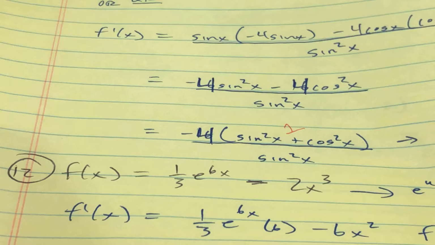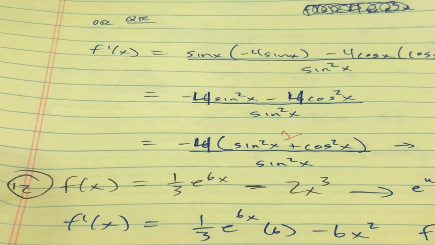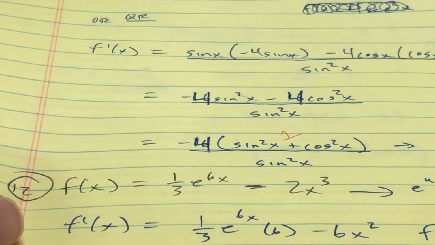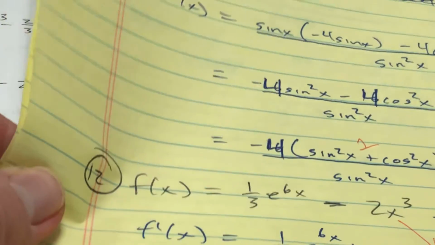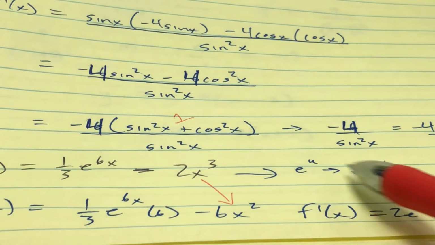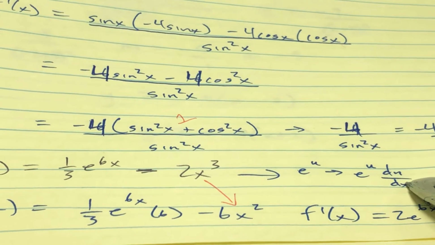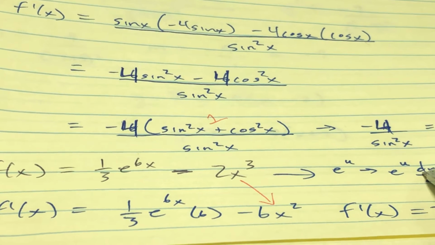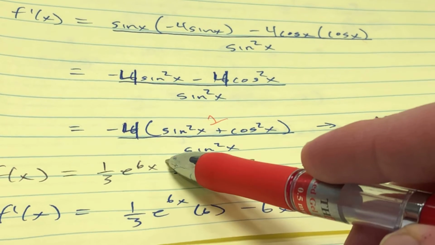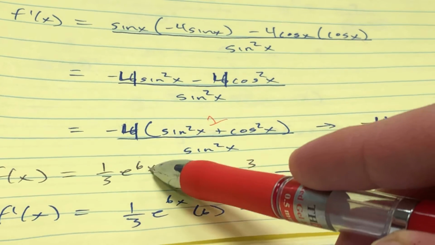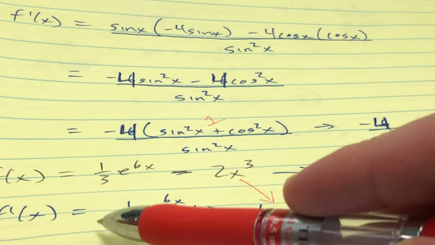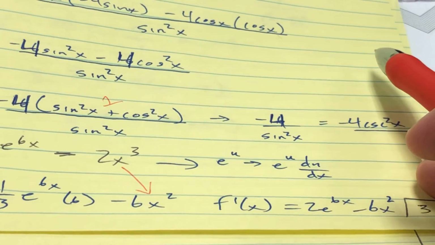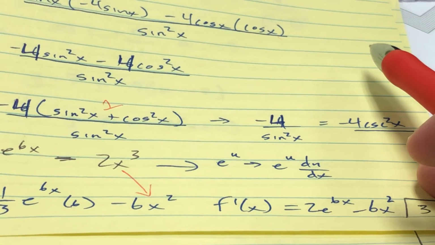Finally, number 12, I have 1/3 of e to the u minus 2x to the 3rd. Derivative of 2x to the 3rd is 6x squared. Bring down the power, 1 power less. Derivative of any e to the u is e to the u, times the derivative of u with respect to x. So the derivative of 1/3 e to the 6x would be 1/3, e to the u, e to the 6x, times the derivative of 6x with respect to x, which is 6. 1/3 of 6 is 2, e to the 6x minus 6x squared.